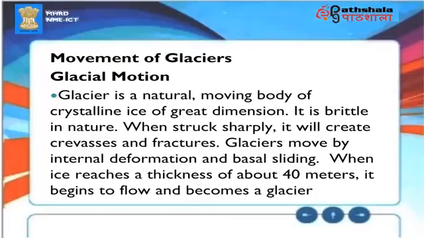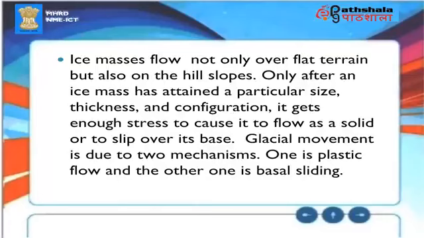When ice reaches a thickness of about 40 meters, it begins to flow and becomes a glacier. Ice masses flow not only over flat terrain, but also on hill slopes. Only after an ice mass has attained a particular size, thickness, and configuration does it get enough stress to cause it to flow as a solid or to slip over its base. Glacial movement is due to two mechanisms. One is plastic flow and the other one is basal sliding.